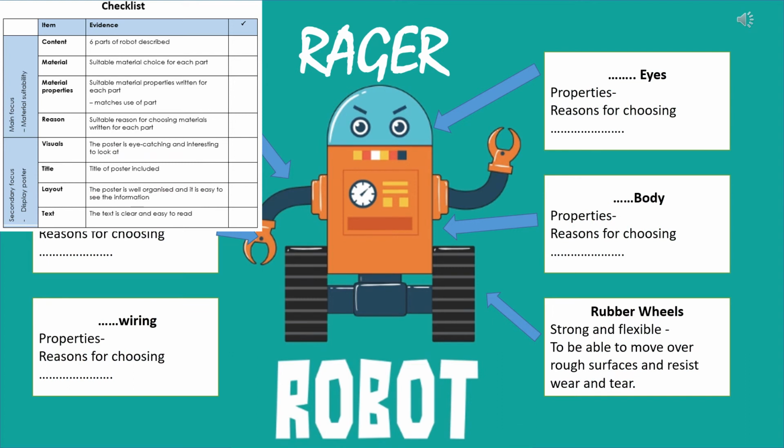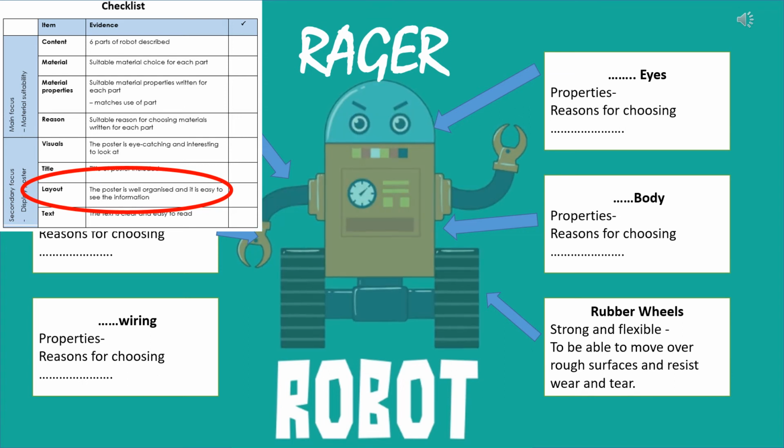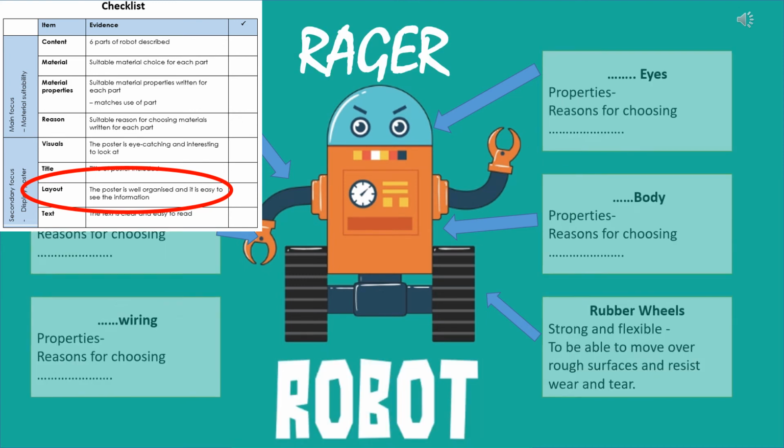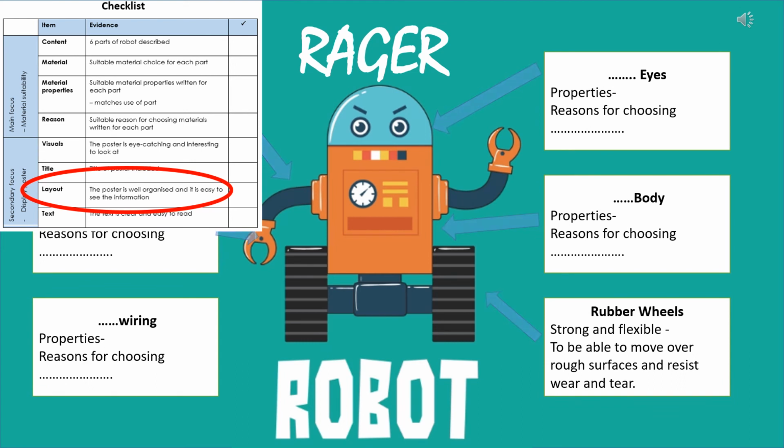The next section down is the layout. The layout means how is everything sitting on the page. For example, my one, the robot is in the middle, and I've split the title to the top and the bottom, and then I've put my text boxes on the right and the left-hand side, and then I've drawn arrows. Now, you do not need to do the layout the same as mine. You could put the robot anywhere on the page. You could put the text boxes anywhere on the page, as long as the evidence is there, the poster is well organized, and it's easy to see the information. This is what we need to do. So as you can see, my layout is nice and well organized and easy to see.